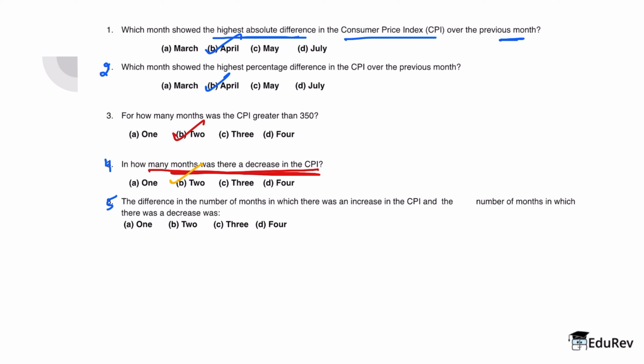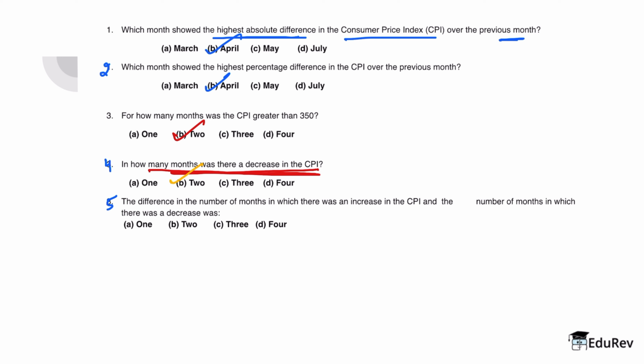We have already done this. So yellow represents your decrease. That means the increase was in 3 months and the decrease was in 2 months. I want to find the difference. So increase minus decrease, that is 3 minus 2, which is 1. So the answer is 1. And so the first question of XY charts is done.